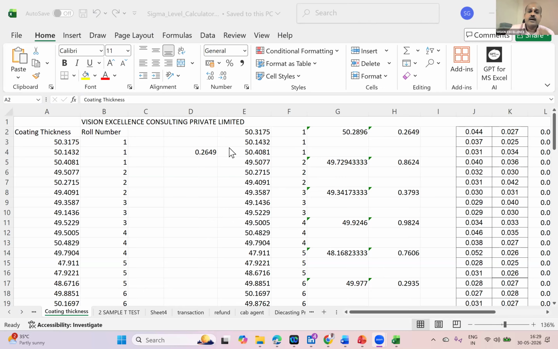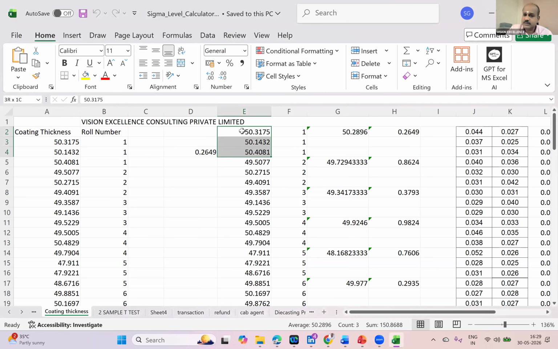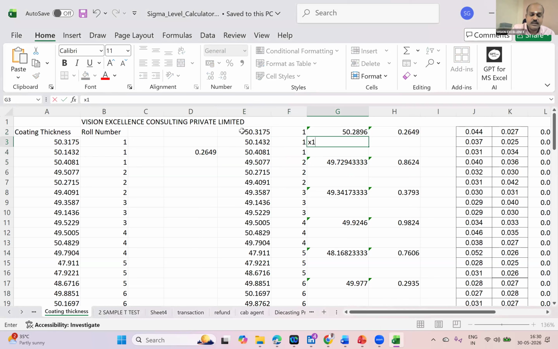Okay. So there is data here. 3 samples from roll number 1, 3 samples from roll number 2. See here, the first 3 together is called a subgroup. For the subgroup, you calculate the subgroup average. It is very simple, right? Subgroup average is X1 bar. Am I right? Yes, sir. Subgroup average is X1 bar.